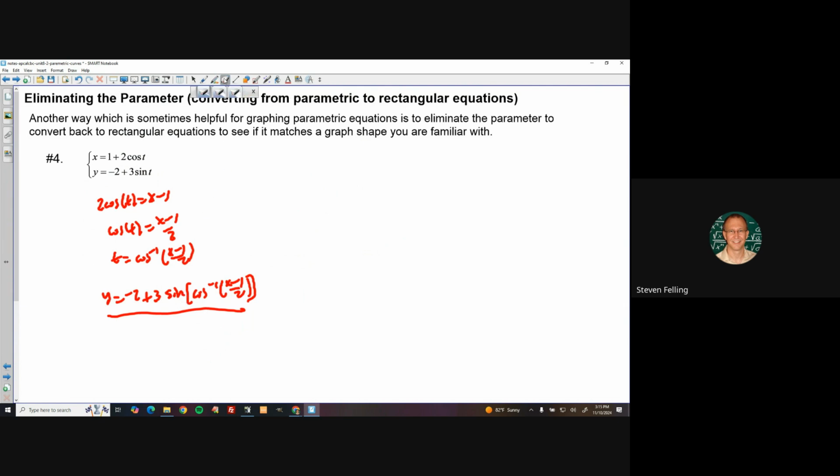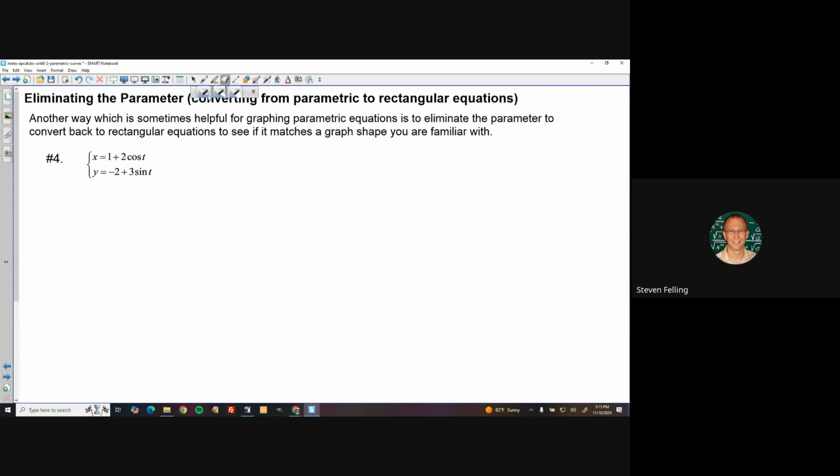Instead, we're going to take advantage of a trig identity for this. The ones that we used when we did trig integrals, the Pythagorean identity, we know that cosine squared of anything plus sine squared of anything is always equal to 1, right? So if I can independently solve these things for cosines and sines, I can plug those into this equation and eliminate the t that way.